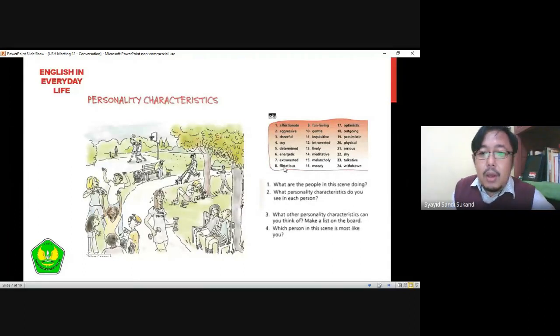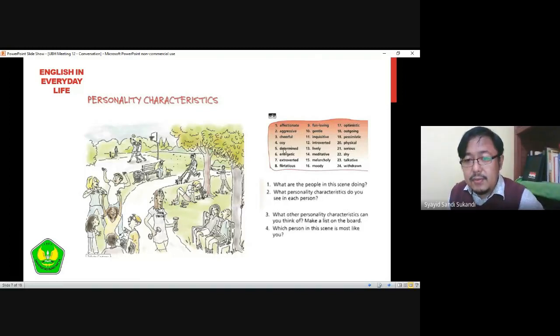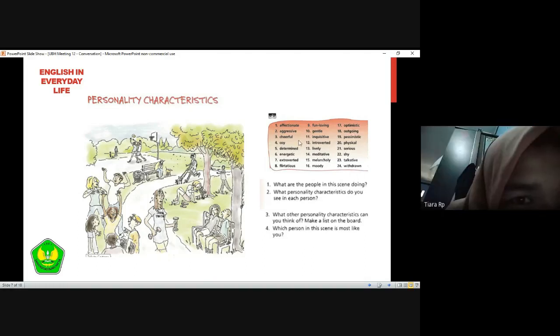Okay, now you see these words. We have affectionate, aggressive, cheerful, joy, determined, energetic, extroverted, audacious, fun-loving, gentle, inquisitive, introverted, lively, meditative. Are there any words that you don't know? List.